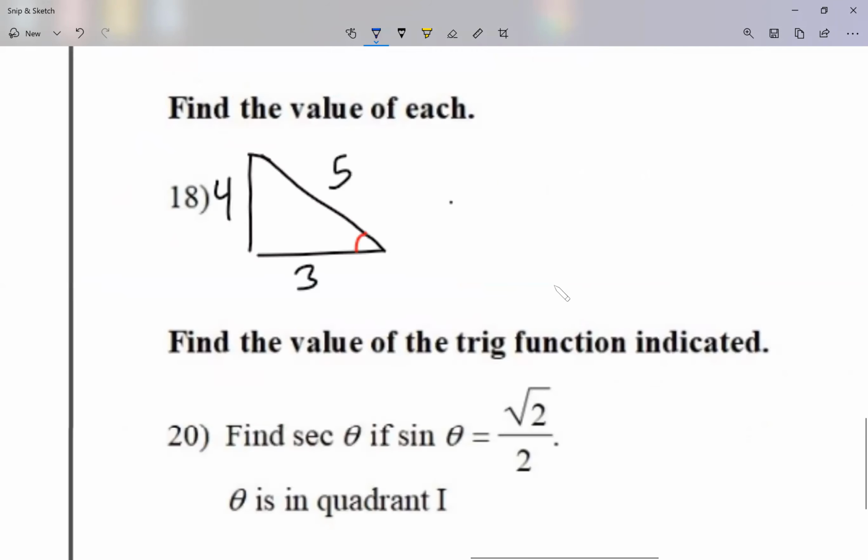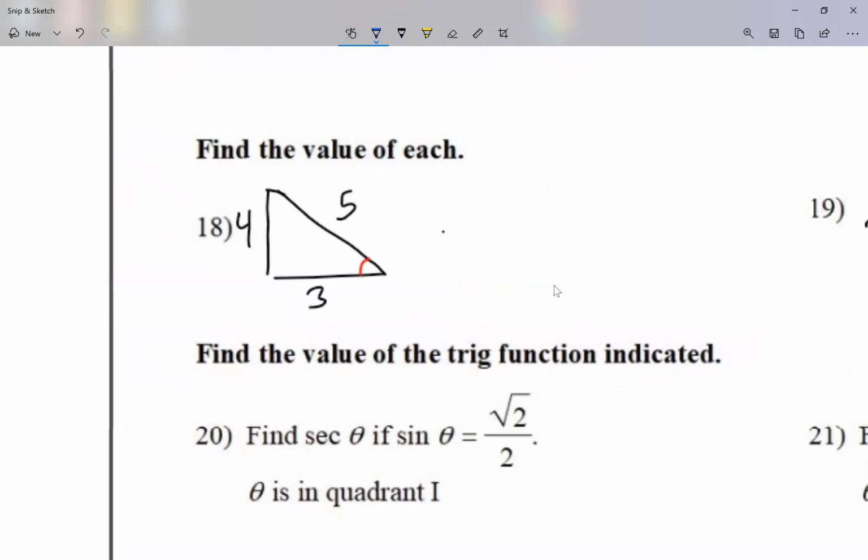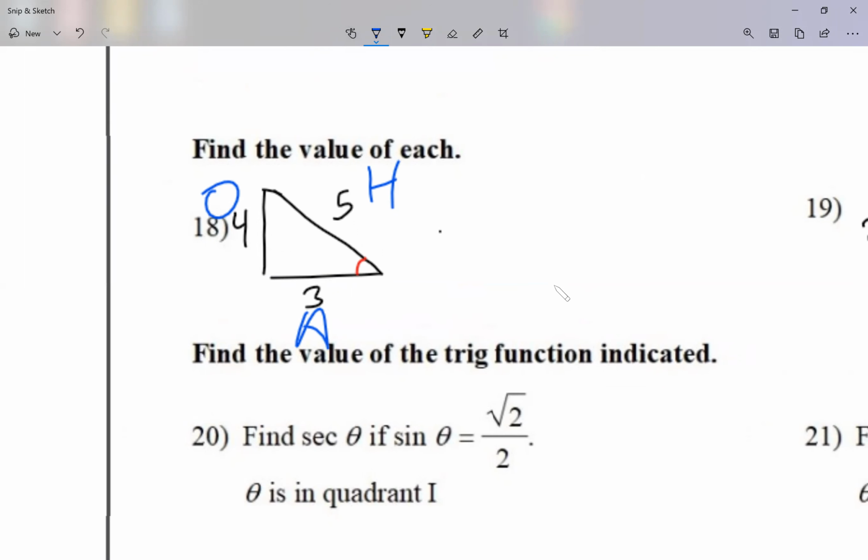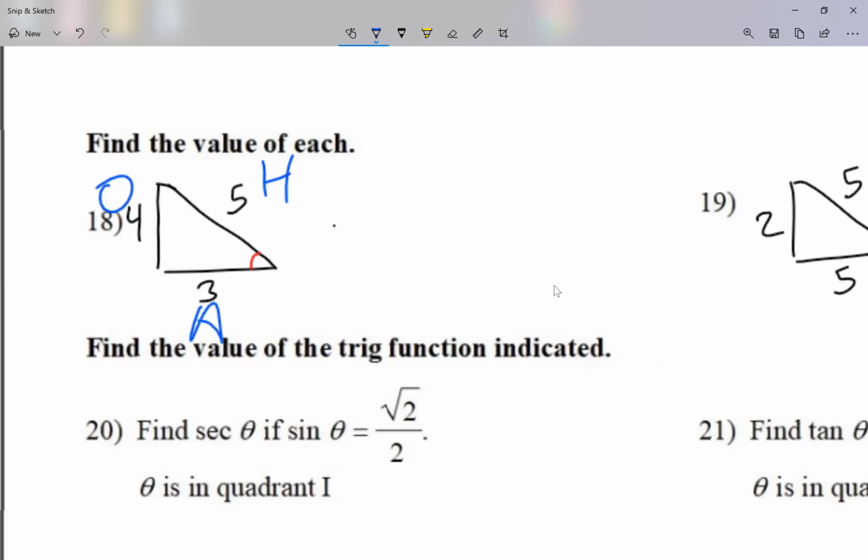Let me take a look at number 18. I know the big side is the hypotenuse, so this is the hypotenuse based on the red angle. Based on the angle that I marked, this side is the opposite and this side is the adjacent, right? Opposite means far away, adjacent means close to. And I'm going to ask you for different values for your homework.